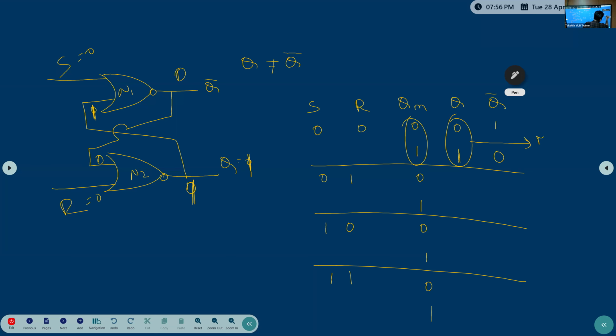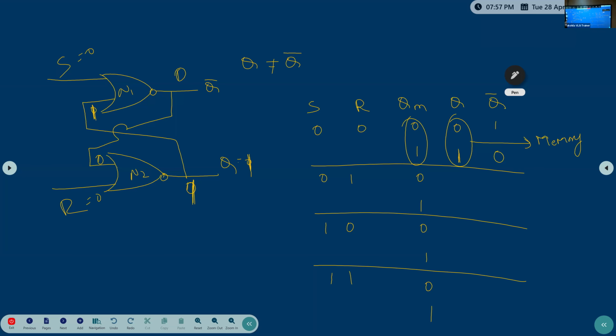This is called the memory state, or holding state, or latching state. Getting? Holding state, latching state, memory state, they call it by many names. Clear? So this is S equal to 0, R equal to 0.